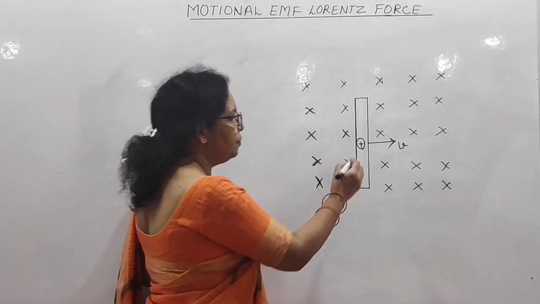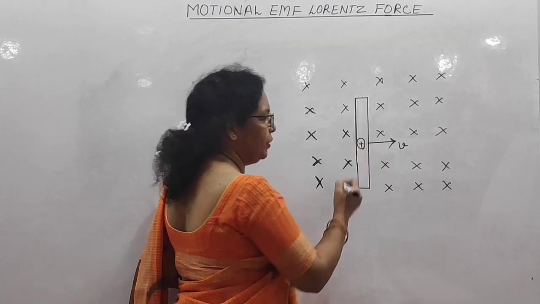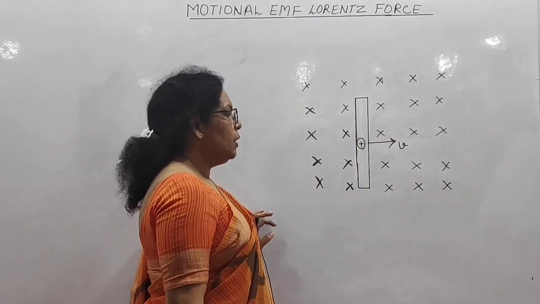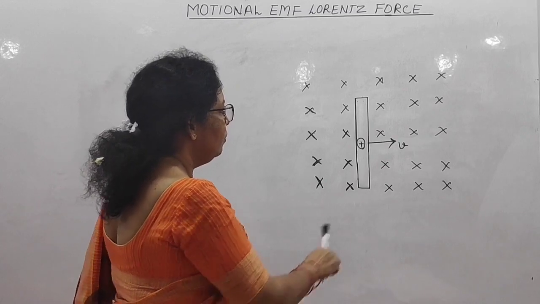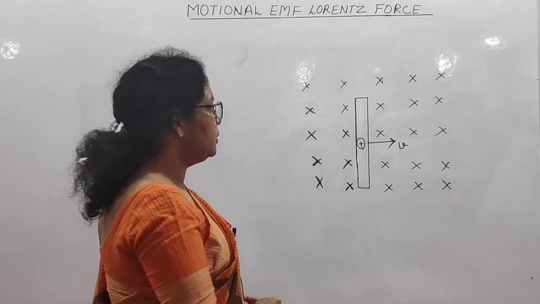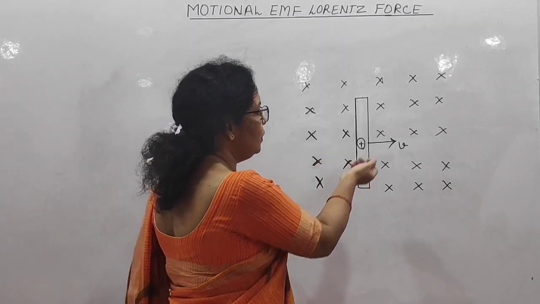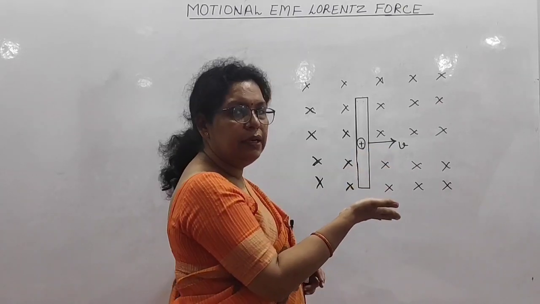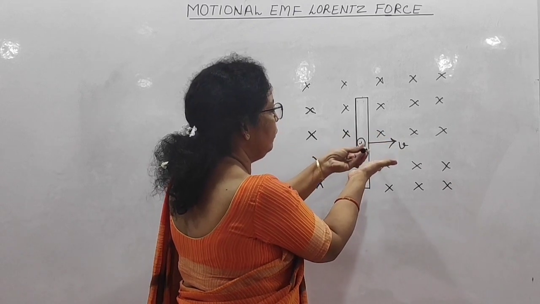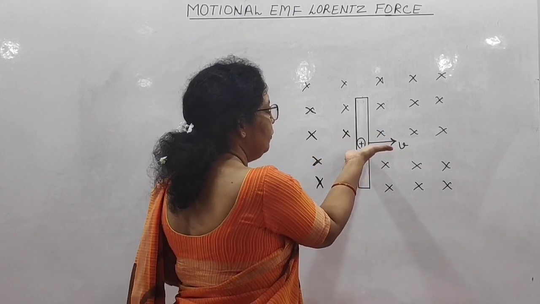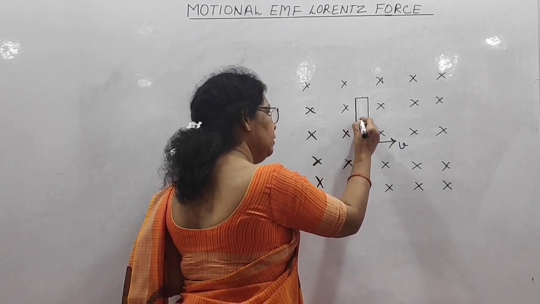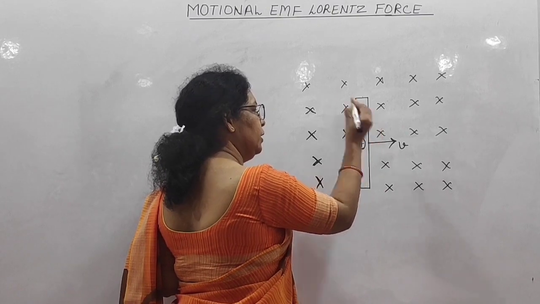So what happens? Suppose we consider a positive charge inside it, and the positive charge is also moving in this direction. What happens when a positive charge is moving in a magnetic field? It will experience a magnetic force. The direction of this magnetic force we can find using the right hand palm rule: the motion of the charge is in this direction and the magnetic field in this direction, so it will experience a magnetic force in the upward direction.